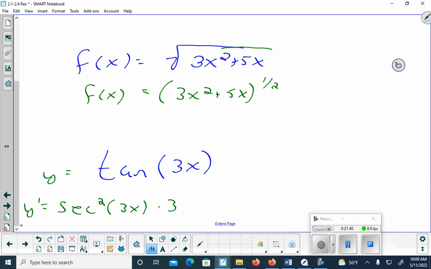Yes? So we use it anytime we raise something to a power and for what? The chain rule is for composite functions. So when you do a function within a function. So when we simplify that, that's 3 secant squared 3x, yep. Good.